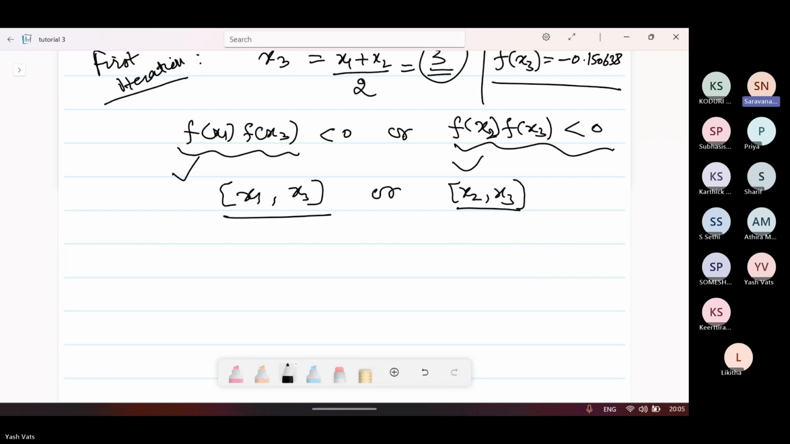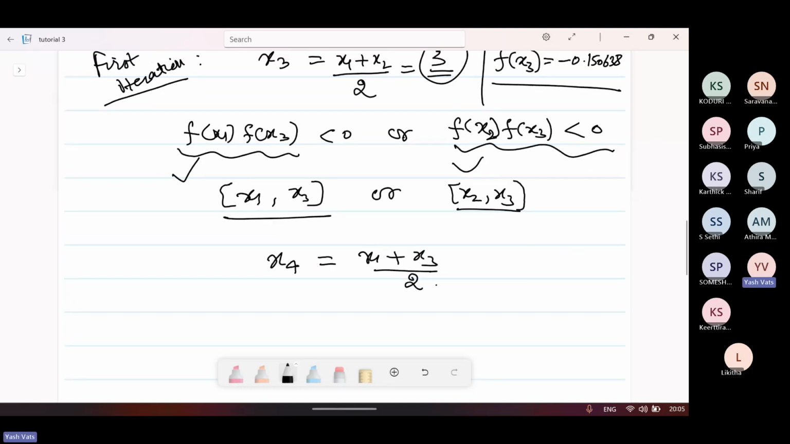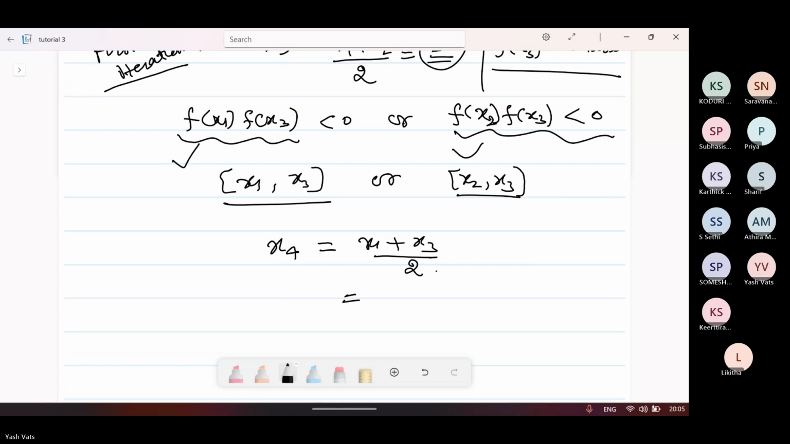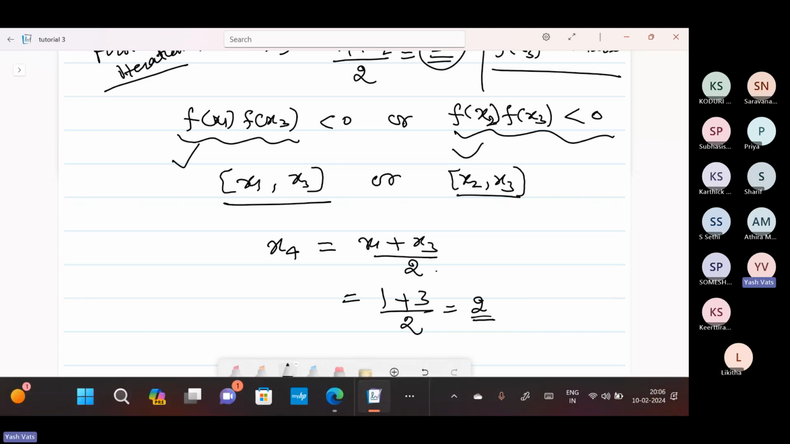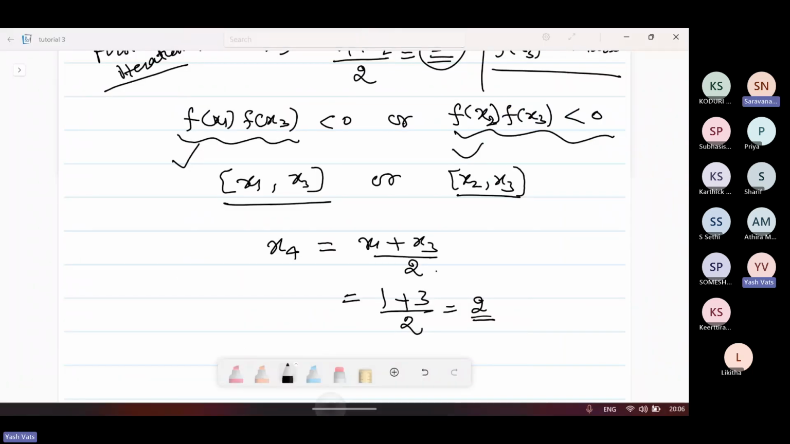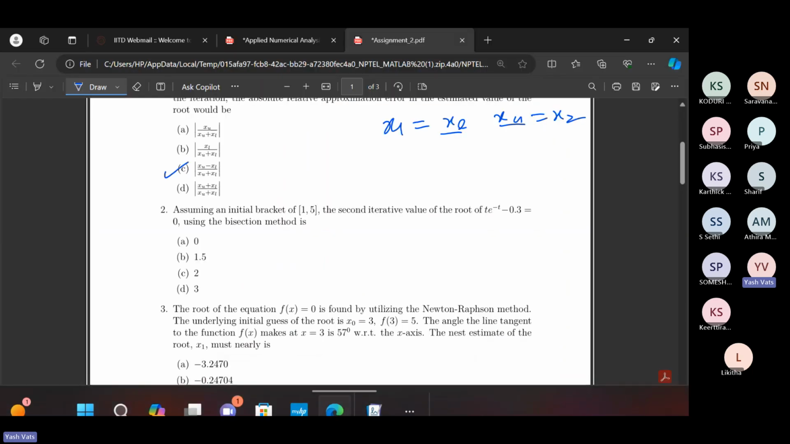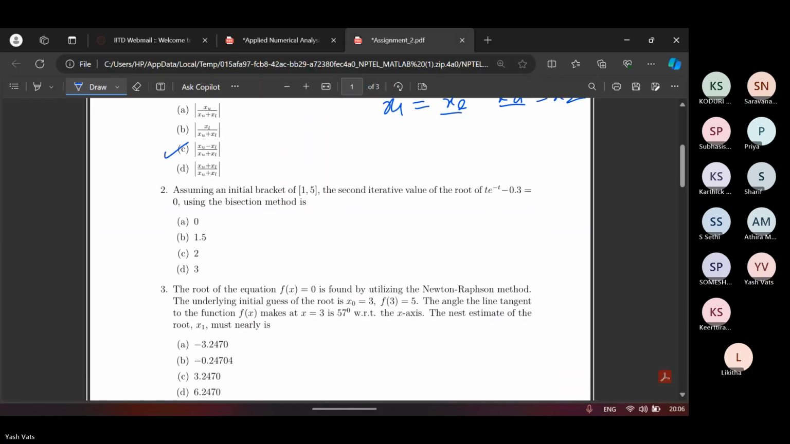So what should be the value of x4? x4 is x1 plus x3 by 2. So what is this value now? 1 plus 3 by 2, that is 2 again. Okay, so is there any option 2? So I think it's the right one. The 2 is the right one, right?